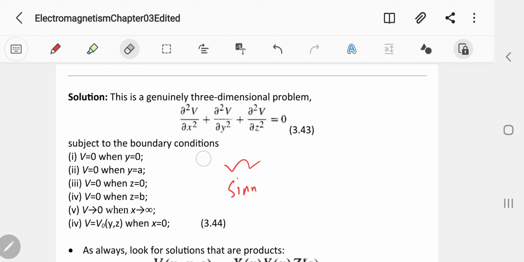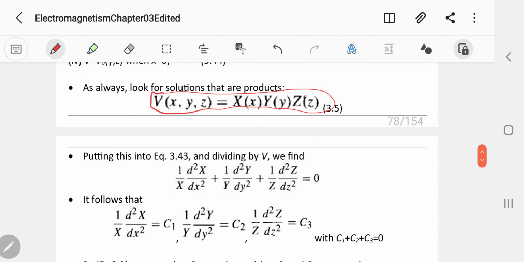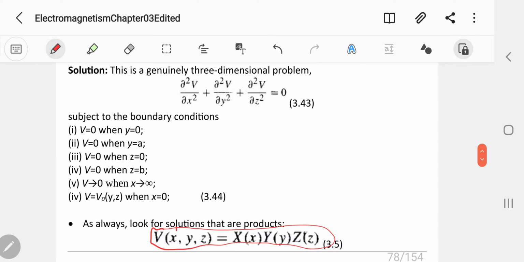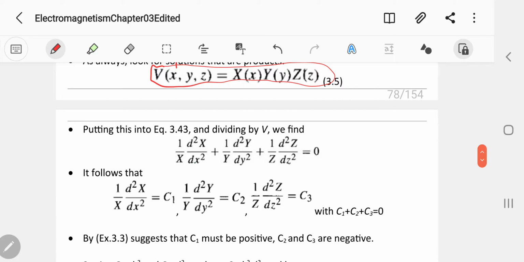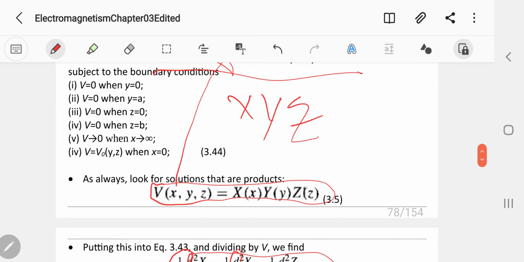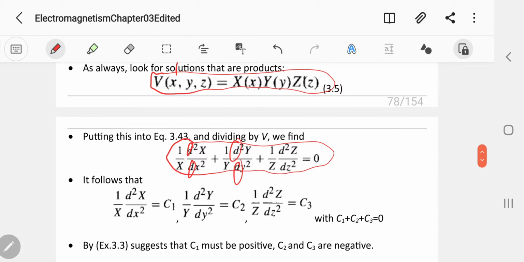So we can again set the potential to be this, and if we substitute this potential to here and then divide everything by X, Y, Z, we will have this differential equation. Now it becomes an ordinary differential equation, unlike here where you have a partial differential equation, because V here is actually a function of x, y, z, and this one here is just a function of z, for example.